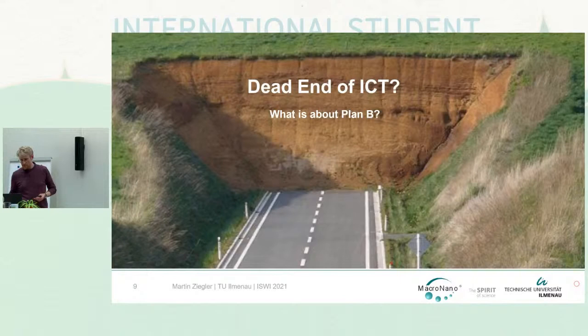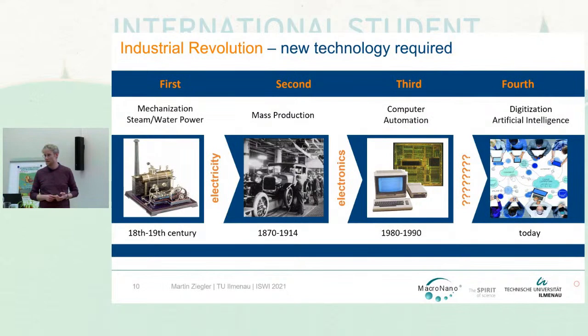And for that, it is always good to look a little bit back in history. Today we are in the middle of the fourth digital revolution, digitalization and artificial intelligence. And for that, it's good to look at what the previous industrial revolutions were. The first was mechanization, with steam and water power. The next was mass production. Then came computers and automatization.